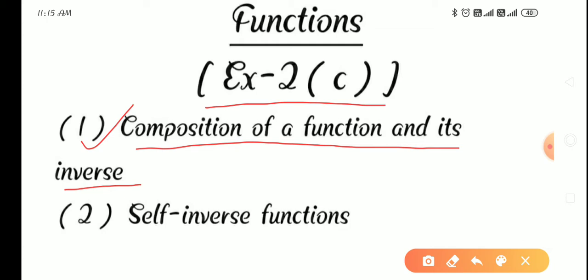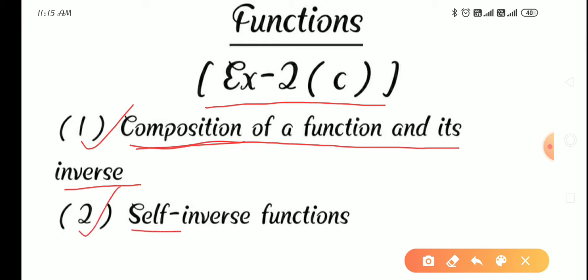One more time I'm telling you, when two functions are given in the questions, then by using composition how can you show the given two functions are the inverses of each other. That thing I will explain through some questions.